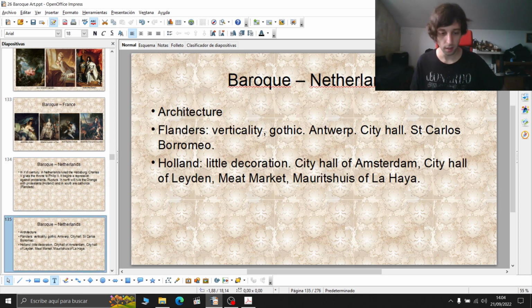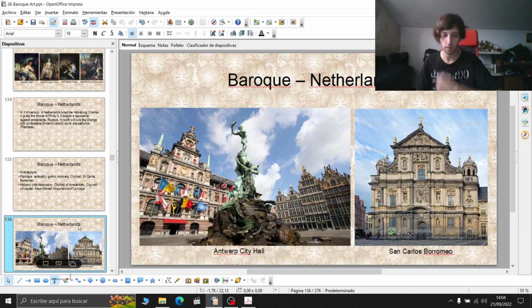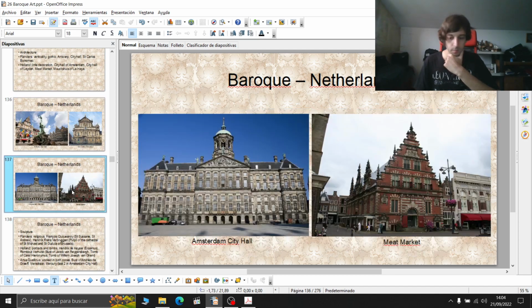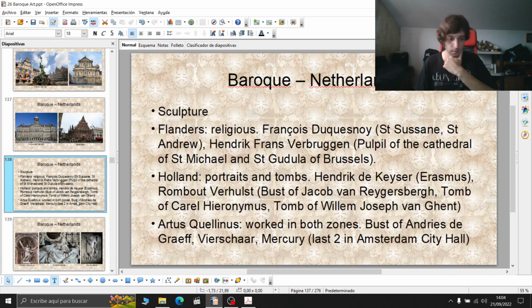and in the South are Catholics, Flanders. Architecture. In Flanders, verticality, Gothic: Antwerp City Hall, St. Carlos Borromeo. And Holland, with little decoration: City Hall of Amsterdam, City Hall of Leiden, Midmarken, and Mauritshuis of La Haye. So the Antwerp City Hall, St. Carlos Borromeo, Amsterdam City Hall, and Midmarket.